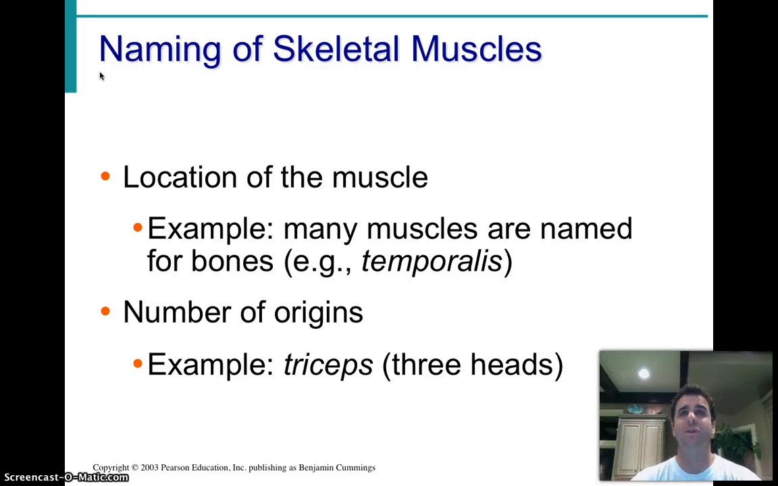Sometimes for location, so temporalis is the muscle that lies over your temporal bone, or occipitalis is over your occipital bone. Number of origins, basically attachments to the bone. You have three, for example, in the triceps. There are three parts to the muscle group we call triceps.